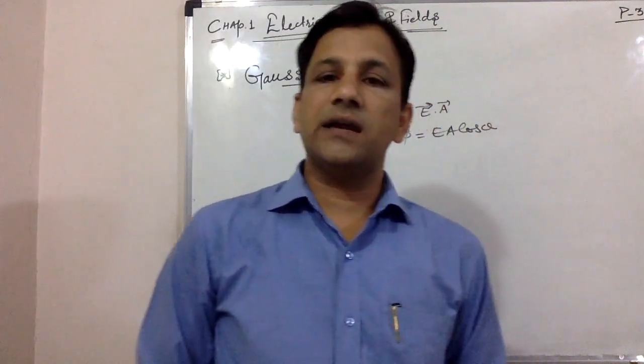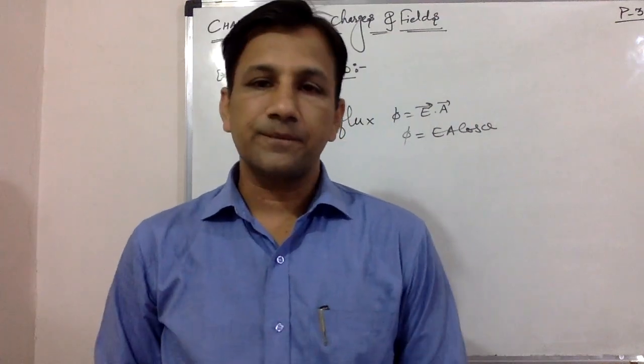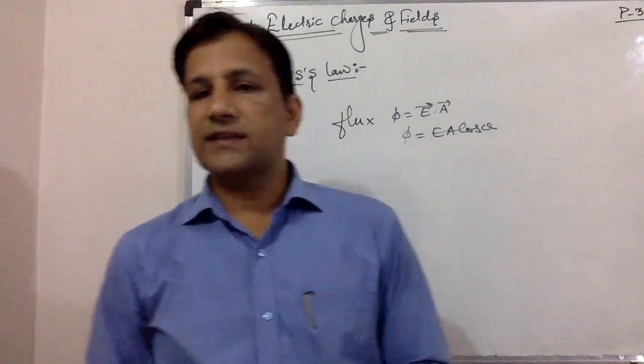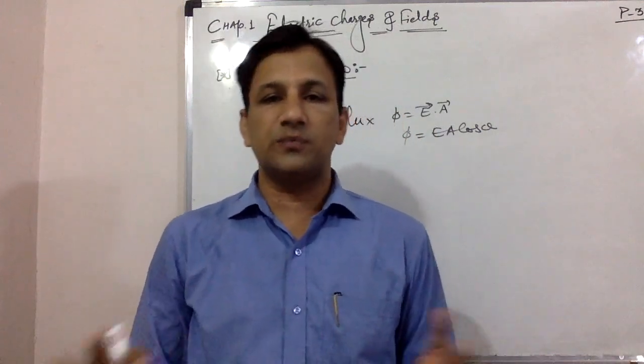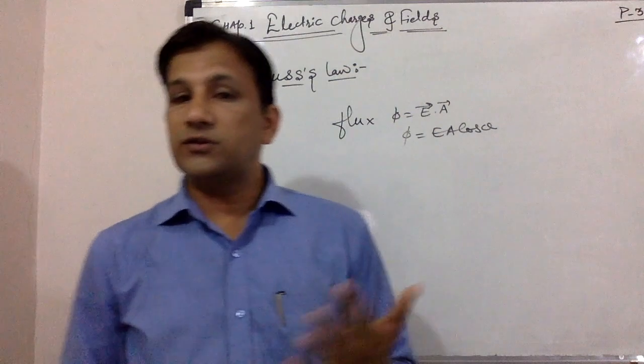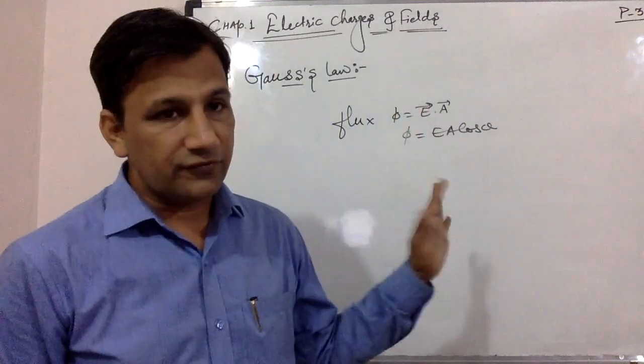Here theta is the angle between the E and A. Special cases लेते हैं. If the theta is equal to 0, if the theta is equal to pi by 2, if the theta is equal to pi, we get the maximum value, the minimum value of the given flux.